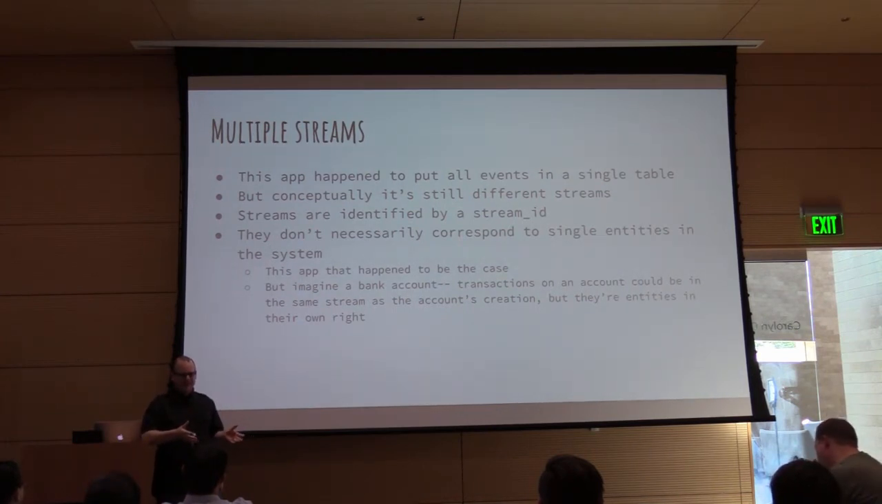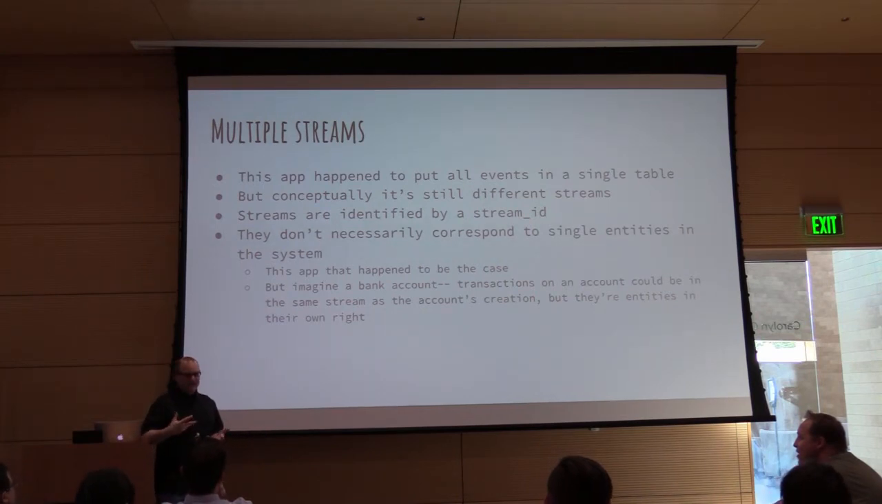Does that make sense? Is that a decent example of why? Why wouldn't you just use the account ID? So the account ID will be pulled from the stream ID, but just trying to, not great at explaining this, but you don't want to get into your head that stream corresponds to single entity, essentially.